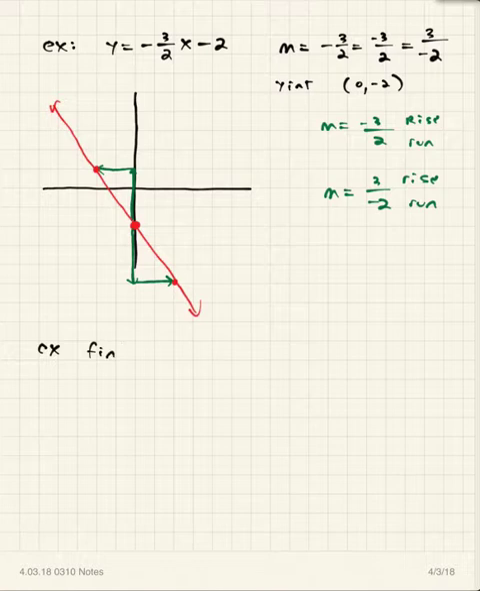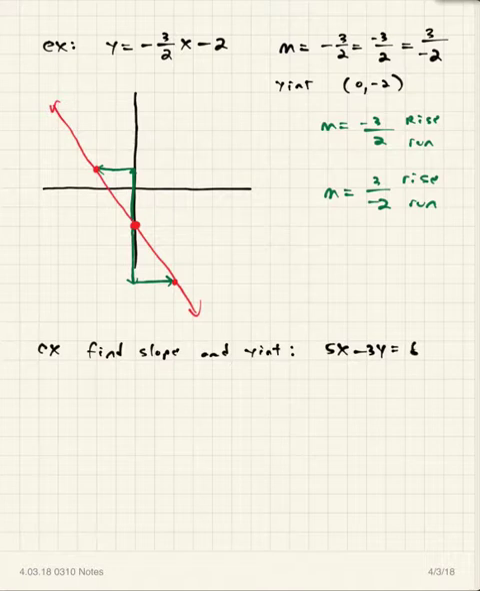So let's look at this next problem. Find the slope and the y-intercept. But now notice this equation of 5x minus 3y equals 8 is not in slope-intercept form. And so because it's not in slope-intercept form, I need to first write it in slope-intercept form.